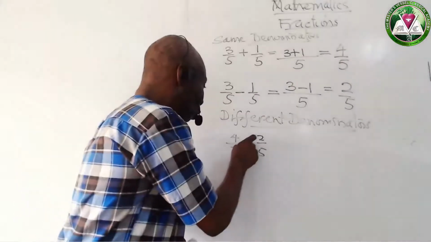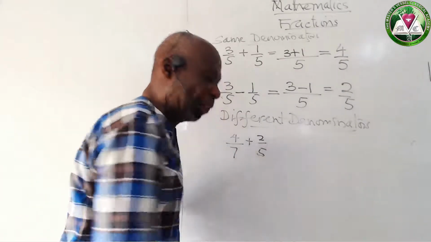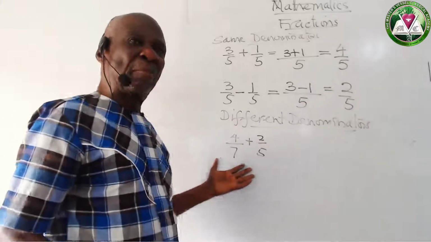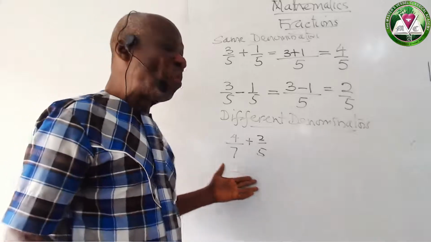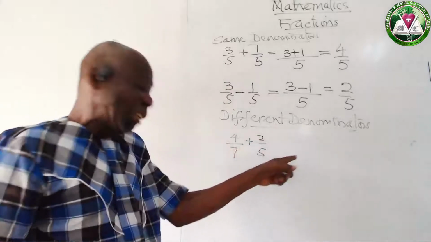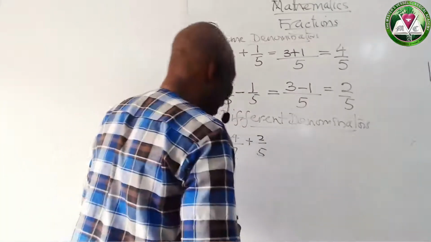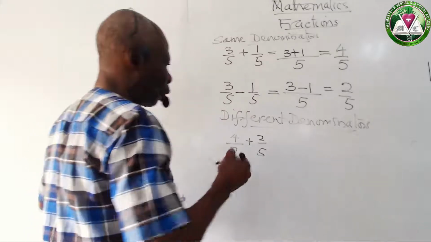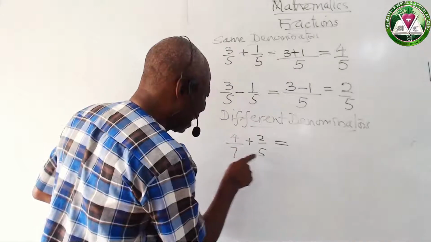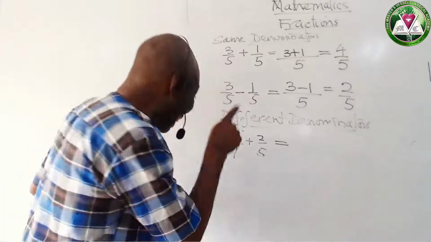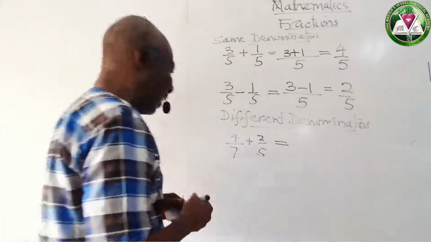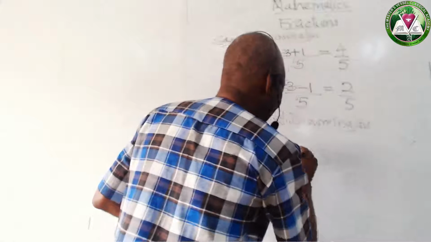Shall we add 4 plus 2, 6, all over 7 plus 2, 12? No. We would not do that. We are going to change them to have a common denominator. Just change each to an equivalent fraction having that common denominator. So, how do we get that common denominator? It is the LCM of 7 and 5. Is there anything that can divide 7 and 5 without a remainder? No. Because there is nothing. Then the LCM is the product. 7 times 5, 35.